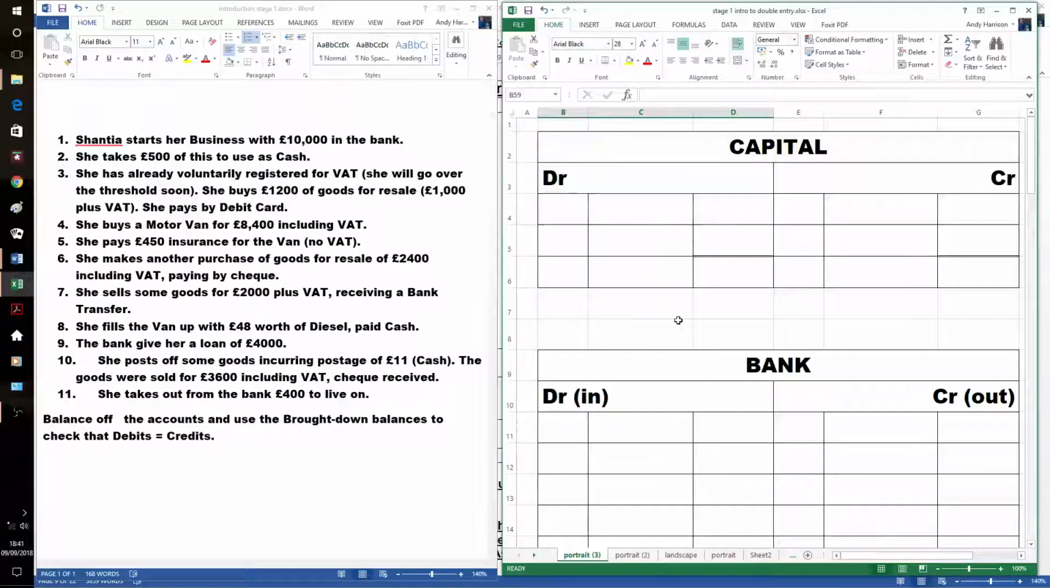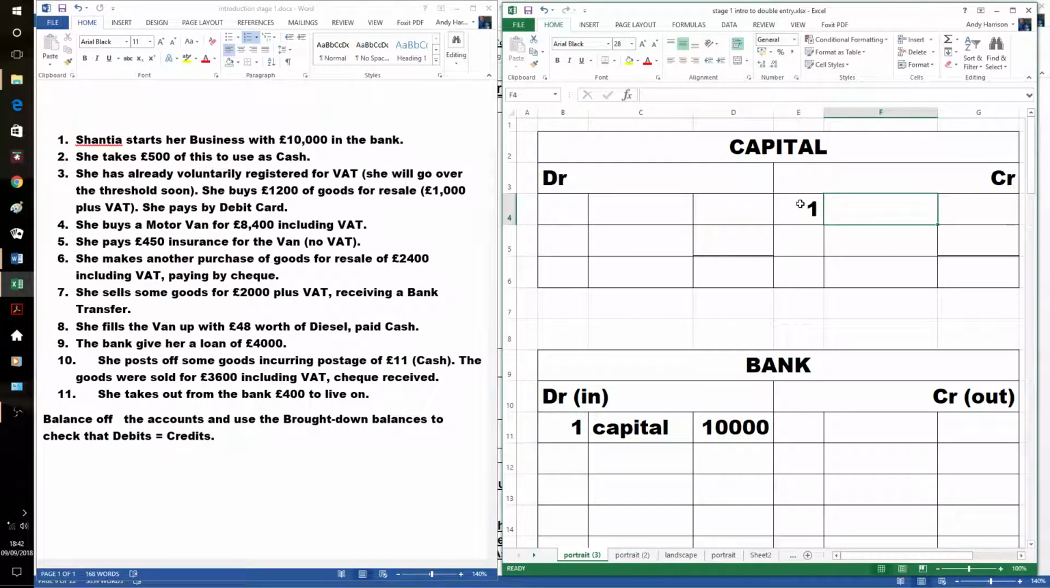So on with our exercise then. So Shantia is starting up a business and she's going to put some money in the bank. So I have cheated here. You won't see the word "in" on any bank ledger account, but you can always write it in if you're doing an exercise on paper. And if you get used to the bank being in and out, debits and credits, that goes a long way to remembering which side all other transactions should be, whether they're debit or credit. So this one then, in the bank, so number 1, and she's putting in her capital of 10,000.